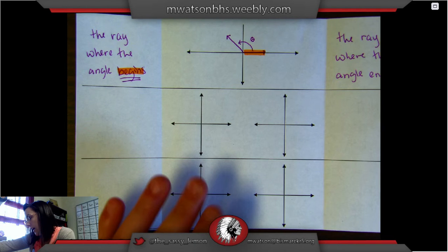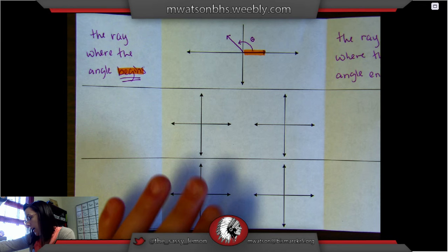Now, not standard position is basically anything other than standard. And once you get used to looking at these angles, non-standard position is going to look really weird. Like, for example, say your vertex is way over here in the second quadrant. Here's your initial side, and here's your terminal side.